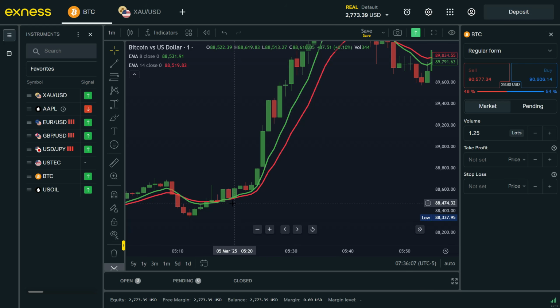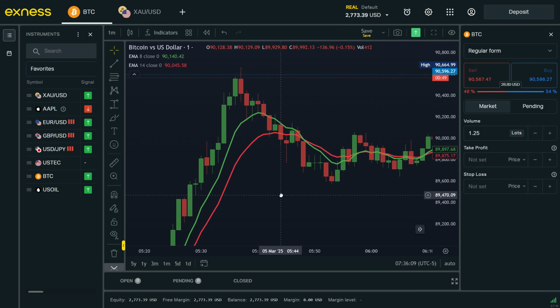The strategy itself is very simple and easy to follow. When the green EMA 8 period crosses above the red EMA 14 period, it indicates that the market is gaining bullish momentum. This means buyers are in control, and the price is likely to move upward. So when we see this crossover, it's a signal to enter a buy trade and ride the trend as long as the green EMA stays above the red EMA.